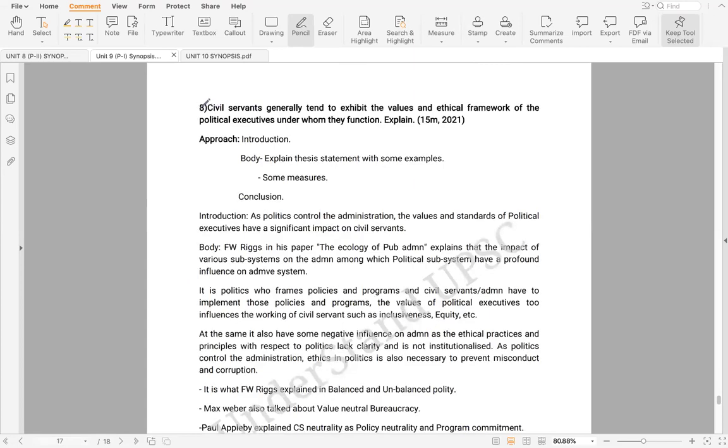Moving to the last question for this unit: civil servants generally tend to exhibit the values and ethical frameworks of the political executives under whom they function. Agree or not agree, explain. So you say that yes, this happens, give down examples of the negatives, and then say that this should not happen. How will it not happen?